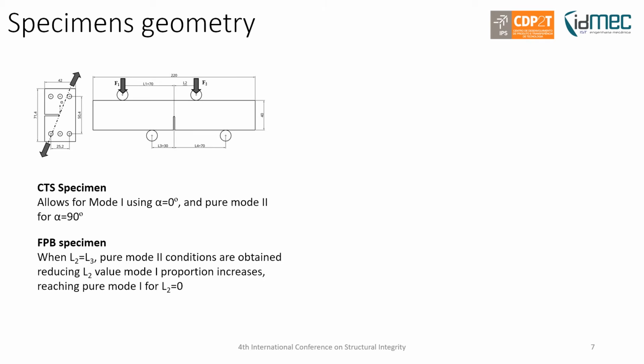In our simulations, we have used two types of specimens that allow for proportional loading, the CTS specimen and the 4-point bending specimen. The CTS specimen allows for pure mode 1 to pure mode 2 loading conditions by varying the position of the applied load, while the 4-point bending specimen allows also from pure mode 2 to almost pure mode 1 conditions by varying the position of one of the loading supports.